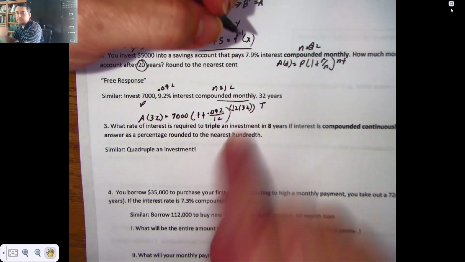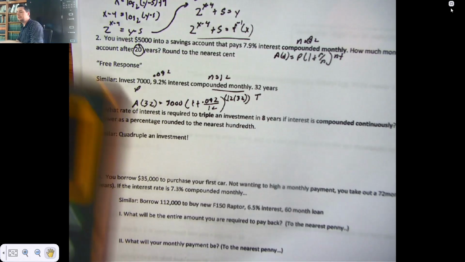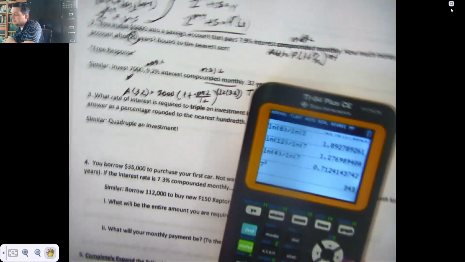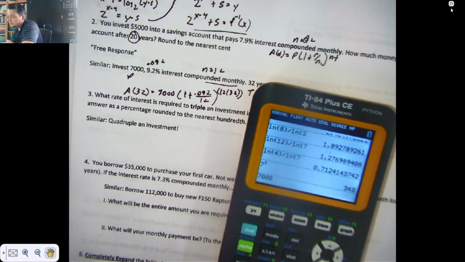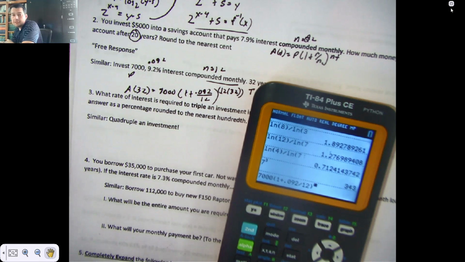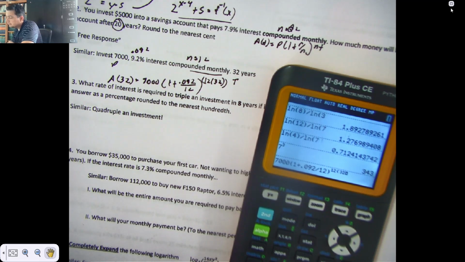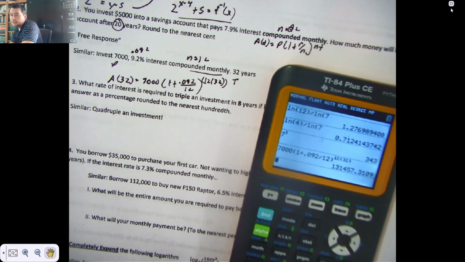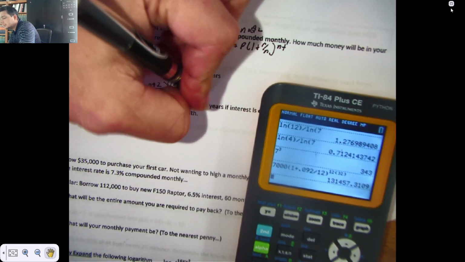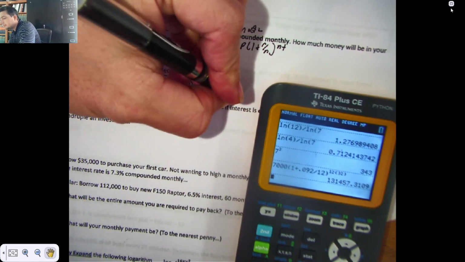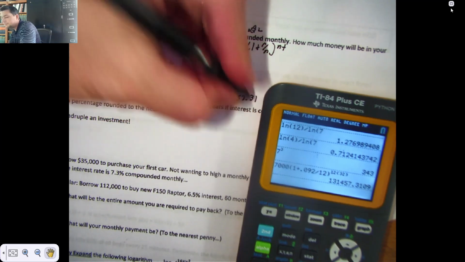If you're using an older calculator like an 82 or an 83, you just got to wrap that. On a newer one, you don't have to. So let's push the buttons and see what we get. Should be a good chunk of change. 9% interest is pretty good. If somebody's going to offer you 9% interest, you go borrow every dollar you can. It's pretty good. $131,457.31. And again, that's the similar example. That's how you do your problem.